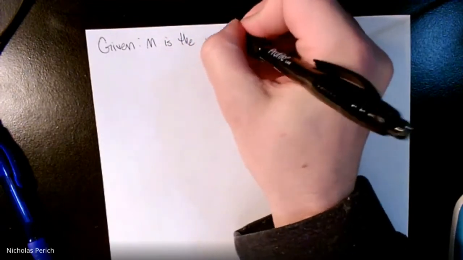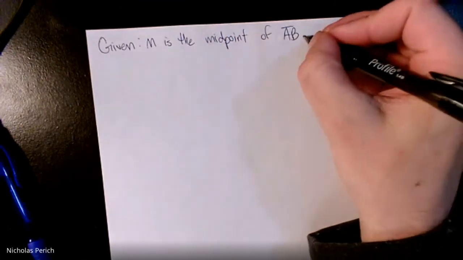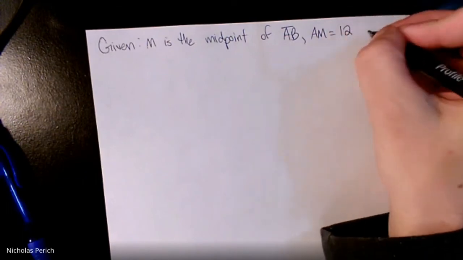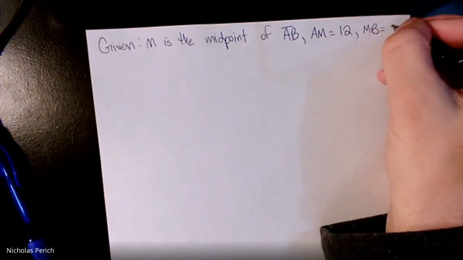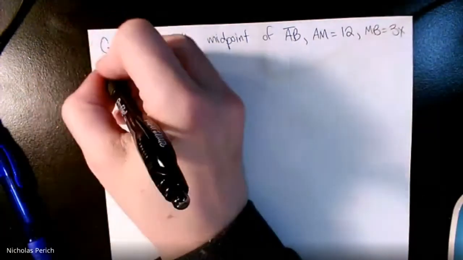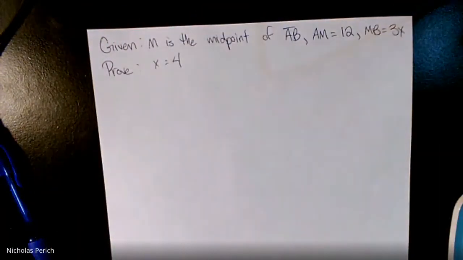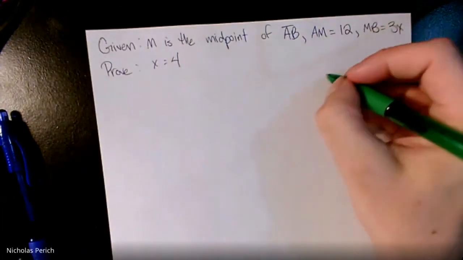Given M is the midpoint of AB and AM equals 12 and MB equals 3x, prove x equals 4. All right, rough draft time.